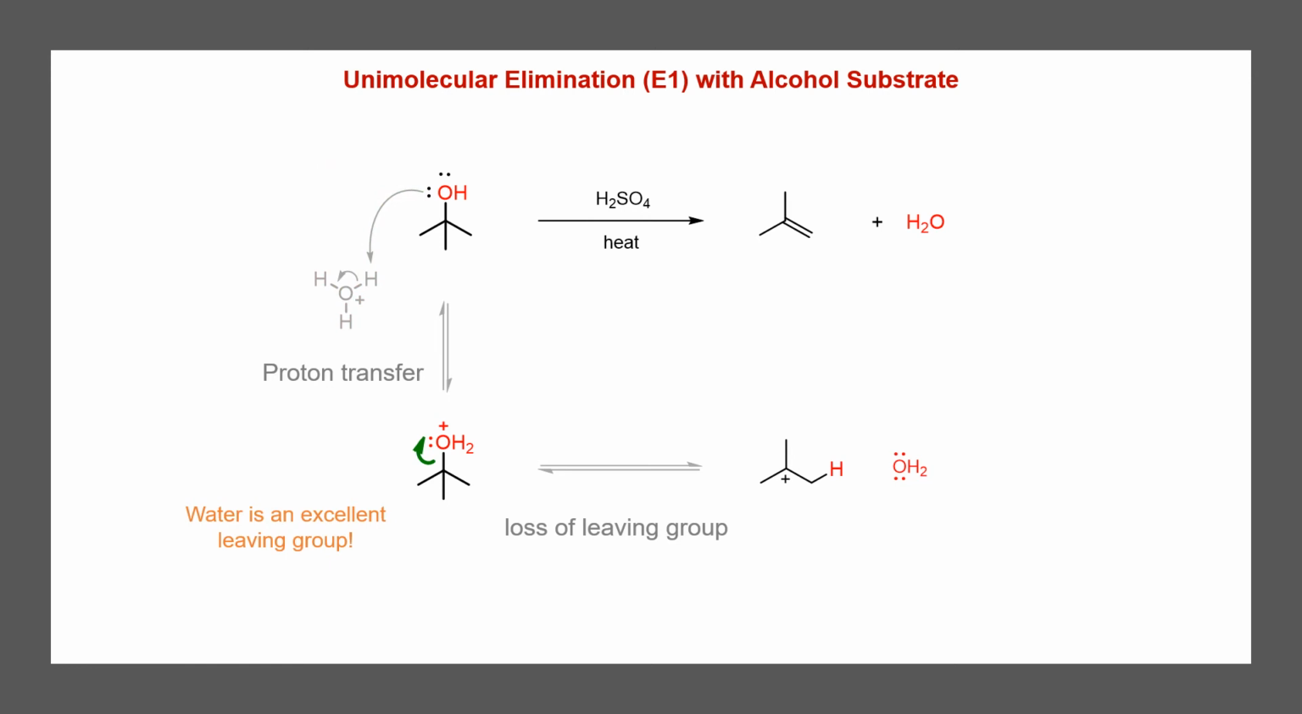The endothermic rate determining step follows, in which the water leaving group breaks away from the alkoxonium species to produce the tertiary carbocation. Since this slow step only involves the collapse of the protonated alcohol, it is therefore unimolecular.